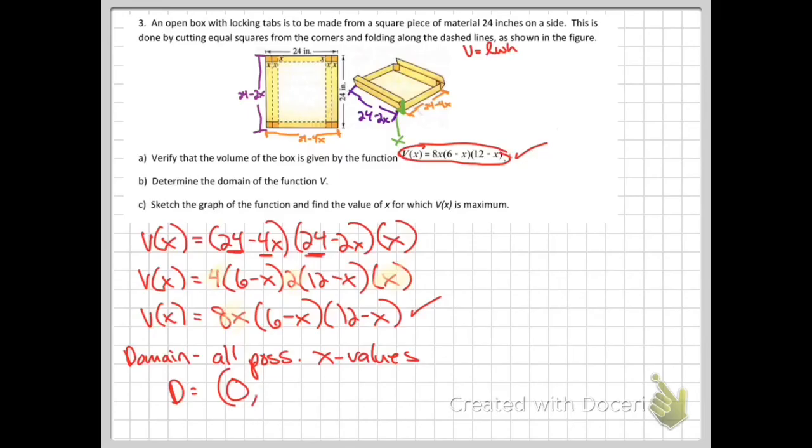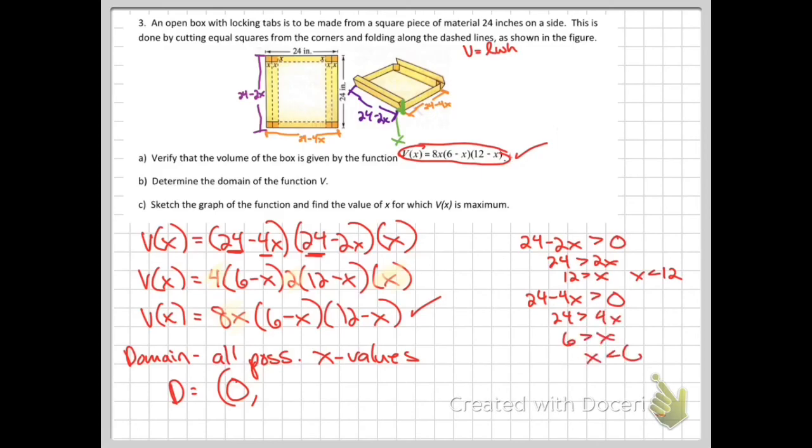Comma. All the other edges need to exist also. So you've got 24 minus 2x. I could have made that purple. And then you've got the 24 minus 4x. I need all of these numbers to be bigger than 0. So you can solve both of them. 24 greater than 2x, 12 greater than x, or x is less than 12 if you like to write that a little more neatly. 24 greater than 4x. Divide by 4 and you get 6 is greater than x, or x is less than 6.